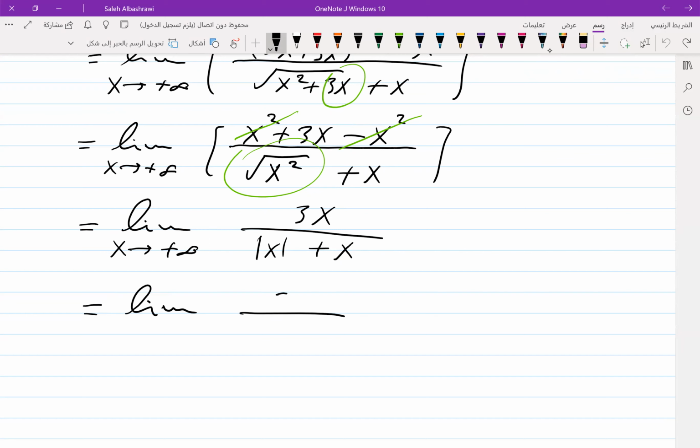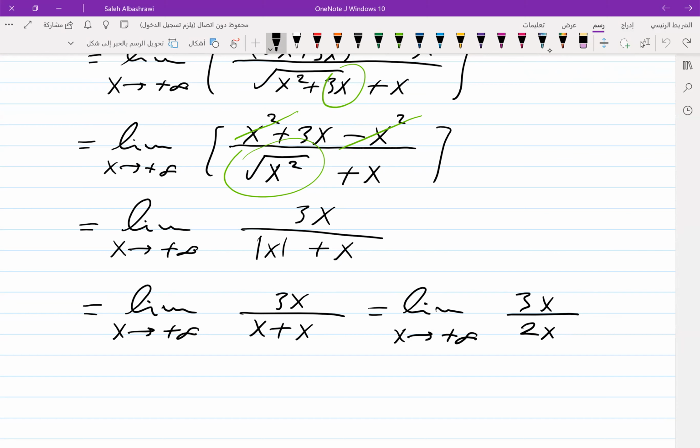So this is equal to the limit of 3x over x plus x as x goes to plus infinity, which is equal to the limit of 3x divided by 2x as x goes to plus infinity. And it is very clear that we can simplify this one. x will cancel x, then I will have 3 over 2. So the limit in this case is 3 over 2.